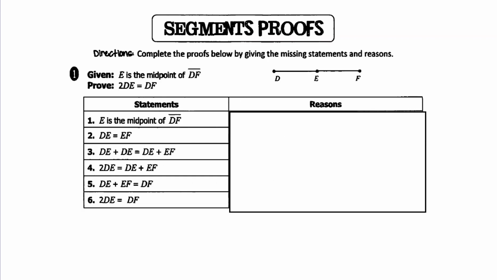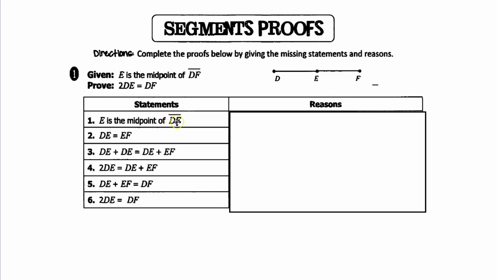So here we have D, E, and F, segment DEF. E is the midpoint of DF. So if E is the midpoint, that means that this is equal to this, right? And it wants you to prove that 2 DEs equal DF. Well, think about it. If these are equal, and this is half of DF, wouldn't 2 of them just be the same as DF? If this whole line was 4, and this is 2 and 2, if I doubled this, wouldn't that still equal 4? So that's kind of the thought behind it.